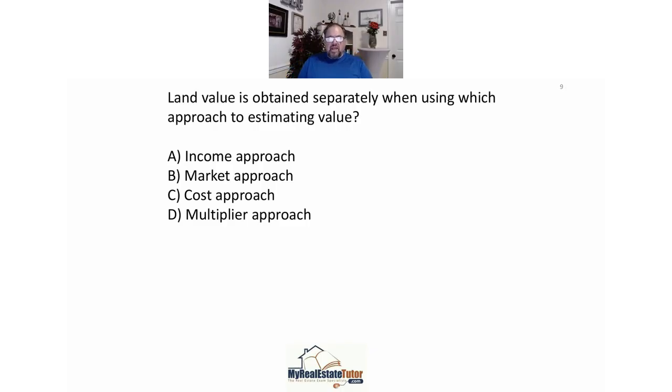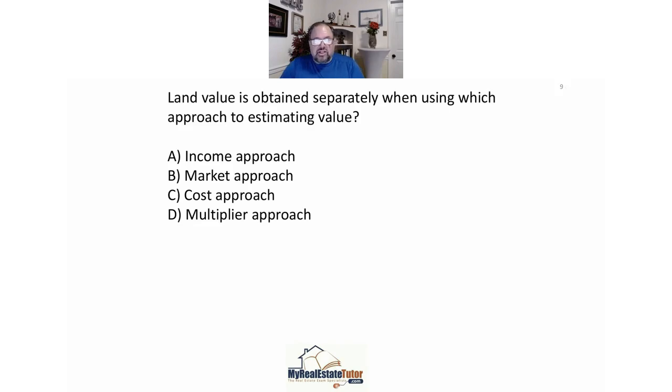Land value is obtained separately when using which approach to estimating value? Land value obtained separately when using which approach? Remember, we're talking about the appraisal method here. We've got the sales comparison approach, we got the cost approach, and then the income approach, okay? What is it called when the land has got to be separated, right? Separated, value the building, and then add the land back in. Which one would that be? Income approach, market cost, or multiplier approach?